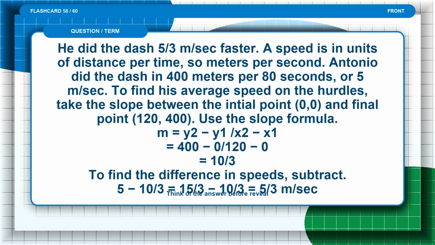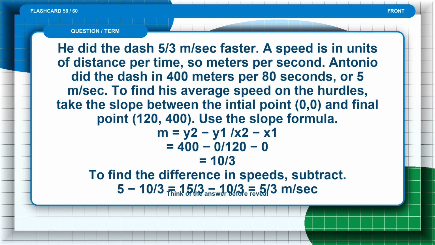Flashcard 58. He did the dash 5/3 meters per second faster. The speed is in units of distance per time, so meters per second. Antonio did the dash in 400 meters per 80 seconds, or 5 meters per second. To find his average speed on the hurdles, take the slope between the initial point (0, 0) and final point (120, 400). Use the slope formula m = (y2 - y1)/(x2 - x1) = (400 - 0)/(120 - 0) = 10/3. To find the difference in speeds, subtract: 5 - 10/3 = 15/3 - 10/3 = 5/3 meters per second.